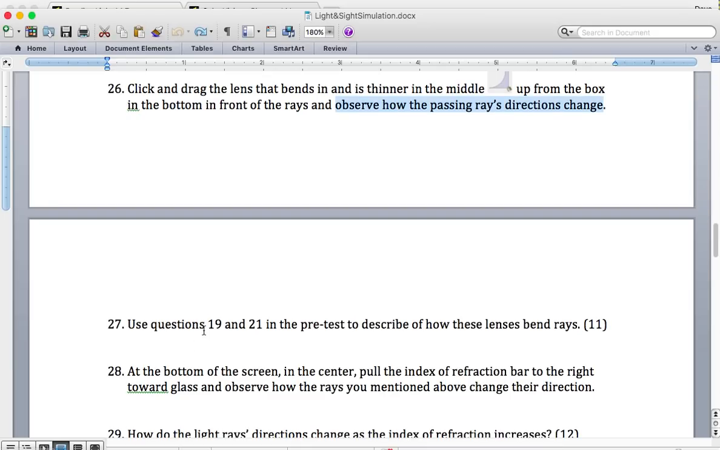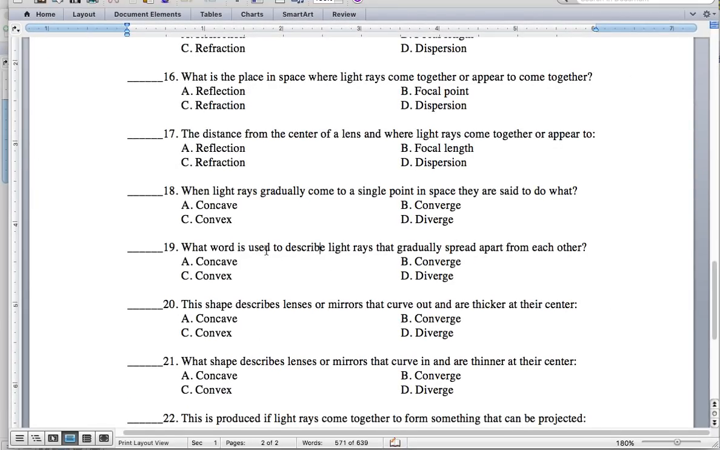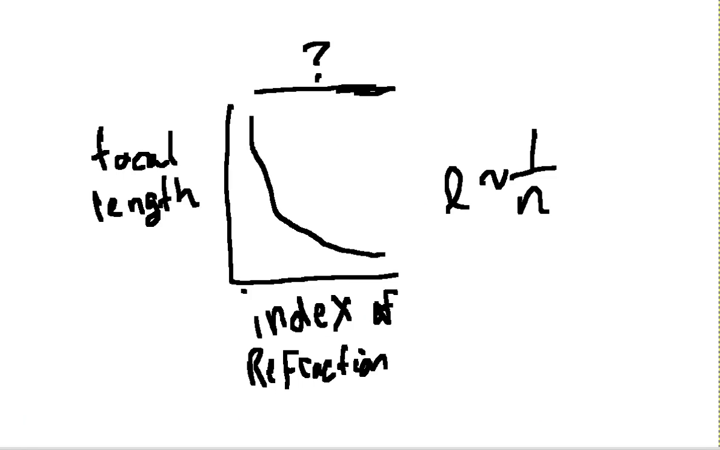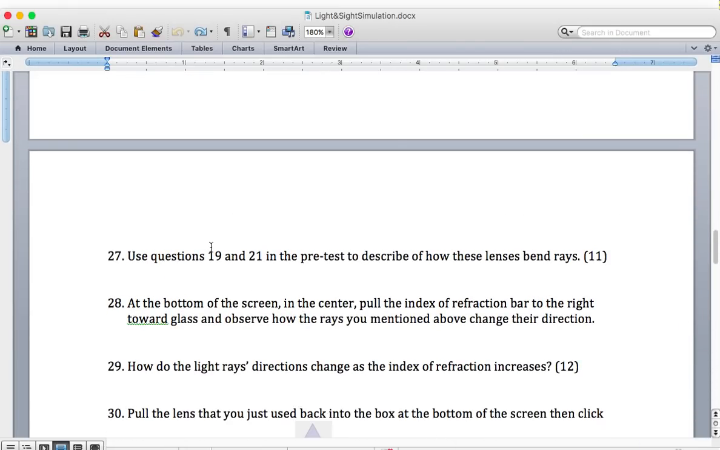Alright, so that covers 19 and 21, how these lenses bend light rays. So 19 and 21 on your pretest. The word used to describe light rays that gradually spread apart, that's diverge, and lenses or mirrors that curve in thinner at their center, that is concave. So perfect answer for that last question would be concave lenses diverge light rays.